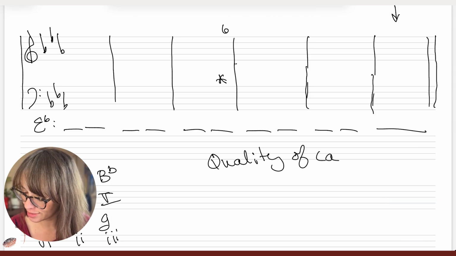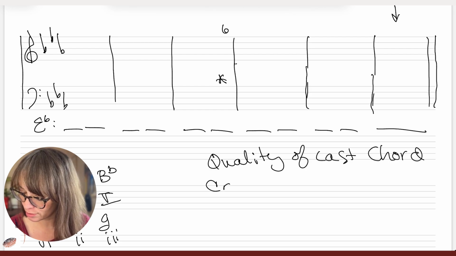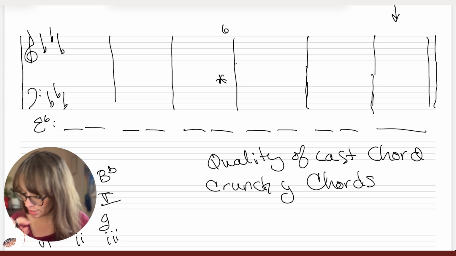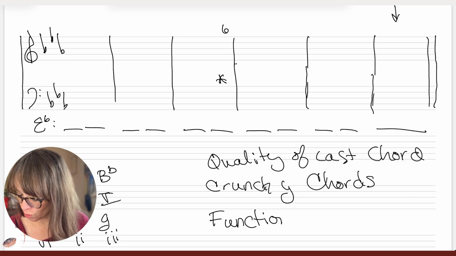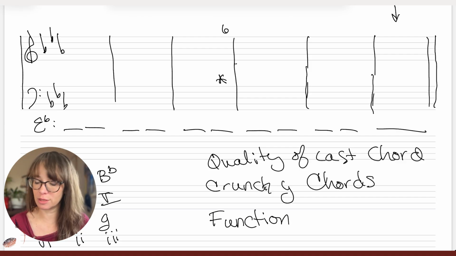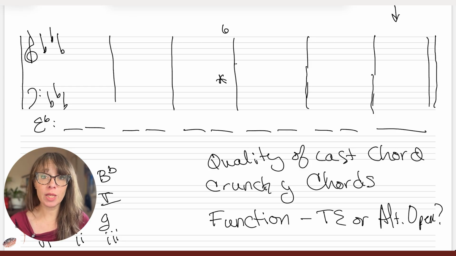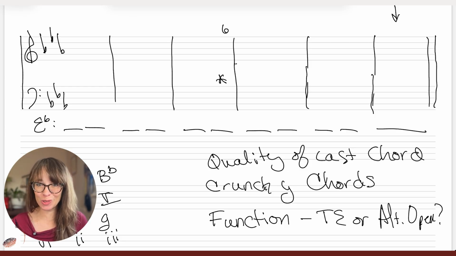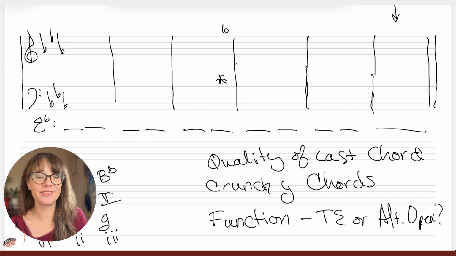Quality of last chord, and then crunchy sounding chords, so dominant or diminished. And then you're going to listen for function or phrase model. So is it tonic expansion or alternative opening? Okay, so that's what you're listening for in order. The most important thing is the quality of the last chord and those crunchy chords. And if you can get a little bit of function ID, that's great too, but not the most important thing right now. Okay, so let's do that first listening.